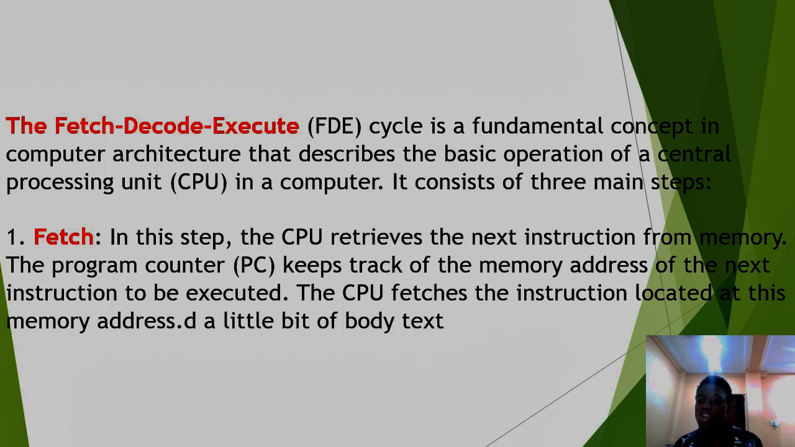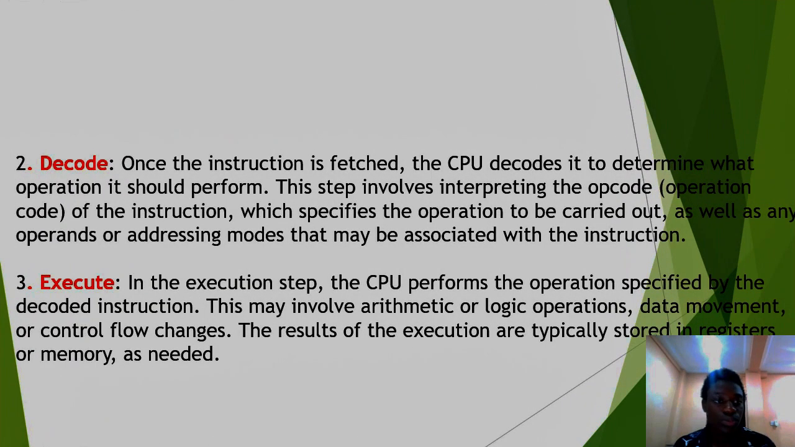The PC, or program counter, keeps track of the memory address, so it fetches the instruction located at that memory address. Two, decode. Once the instruction is fetched, the CPU decodes it to determine what operation it should perform. This step involves the interpretation of the code, that's the opcode, the operation code of the instruction.